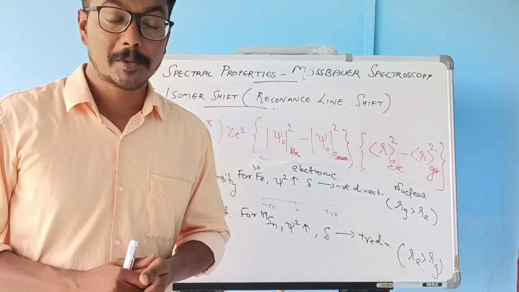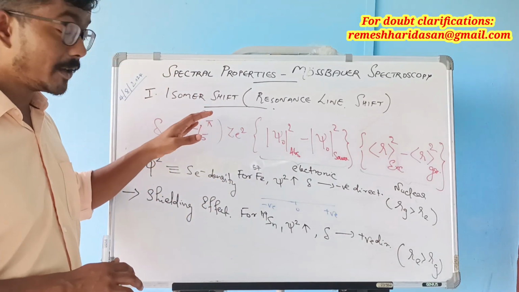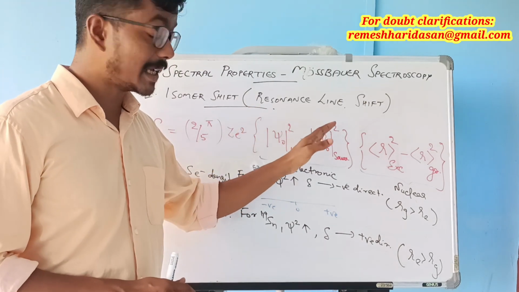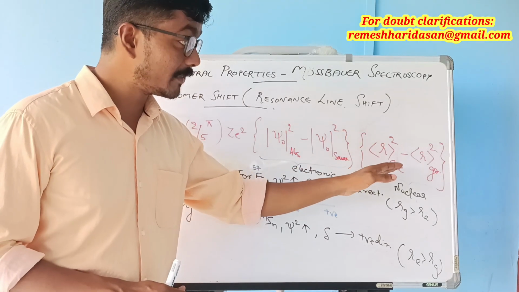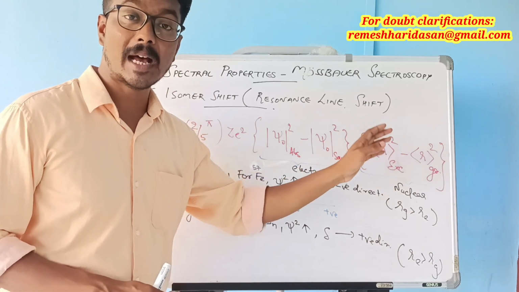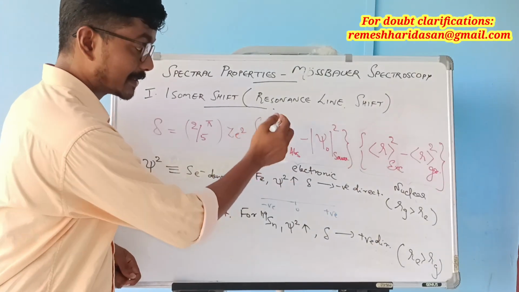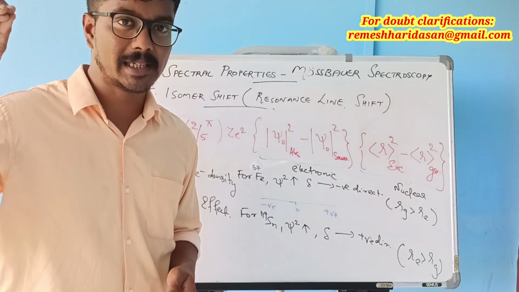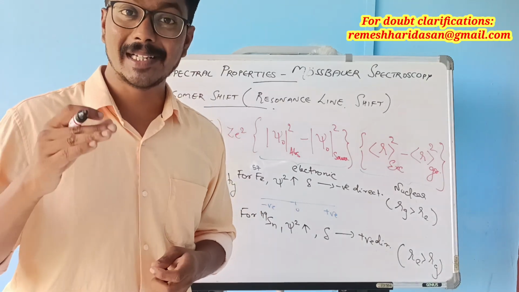The mathematical expression of isomer shift or resonance line shift is given as 2 by 5 pi Z square e square into psi square absorber minus psi square source into the square of the average radius of the nucleus at the excited state minus the square of the average radius at the ground state of the nucleus. From the expression itself, it's clear that psi is the wave function that gives the possibility to find an electron around the nucleus. Psi square gives, according to the quantum mechanical concept, the probability of finding an electron around the nucleus.